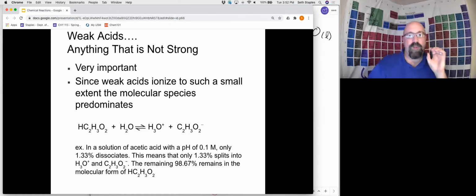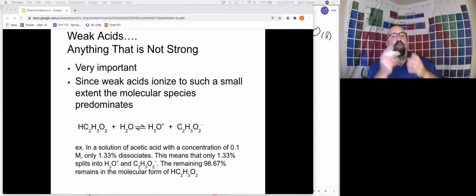And so weak acids ionize, they dissociate to such a small extent that mostly what exists is this molecular form. And so, for example, in a solution of acetic acid that has a concentration of 0.1 molar, that should not say pH. I'm going to go ahead and pause you and fix that right now too.